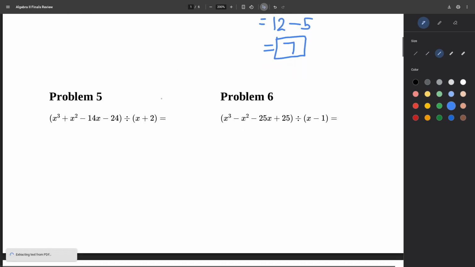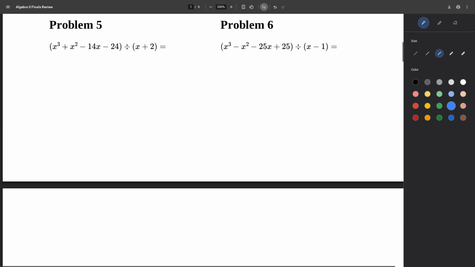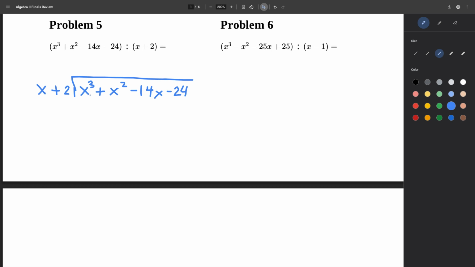All right, keep going. Now we have some polynomial division. So we have x cubed plus x squared minus 14x minus 24, and we're dividing by x plus 2. So we've got to think, what do we have to multiply x by to get x cubed? Well, if we multiply x by x squared, we'll get x cubed. Okay, and then we also have to multiply x squared by 2, so we have plus 2x squared. And we're subtracting that from all of this.